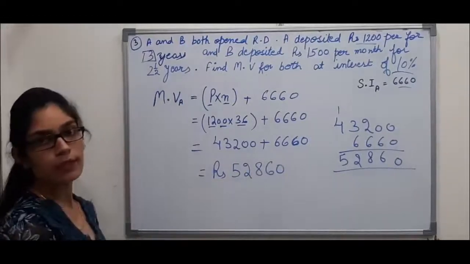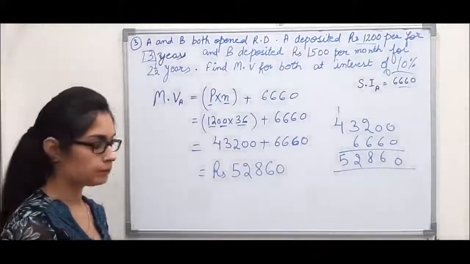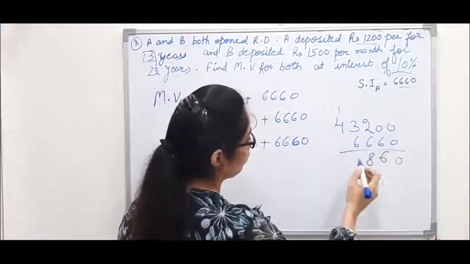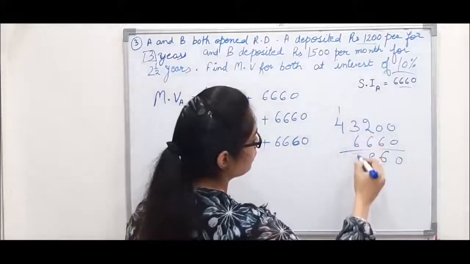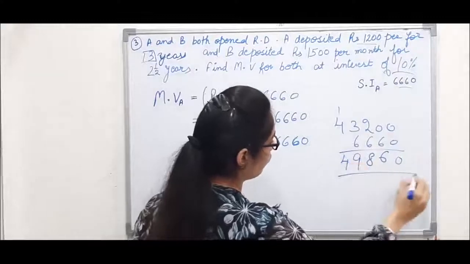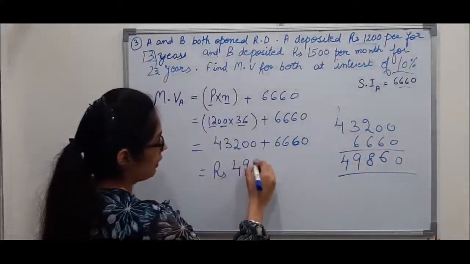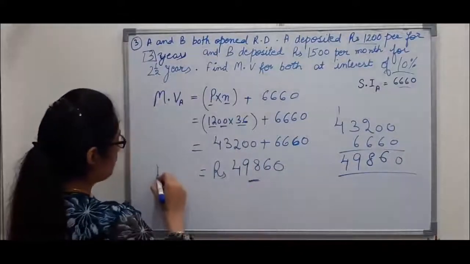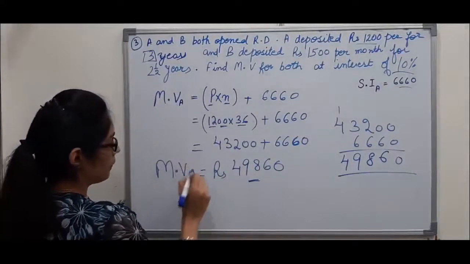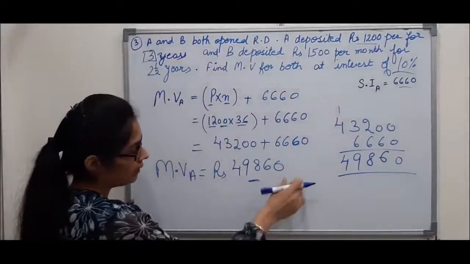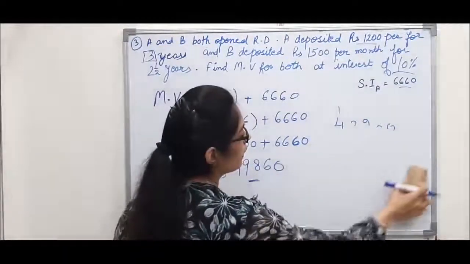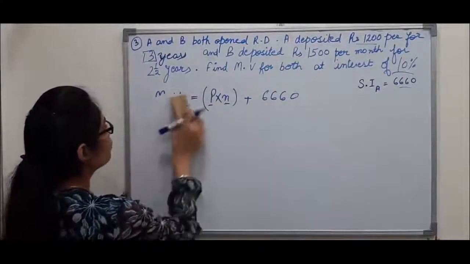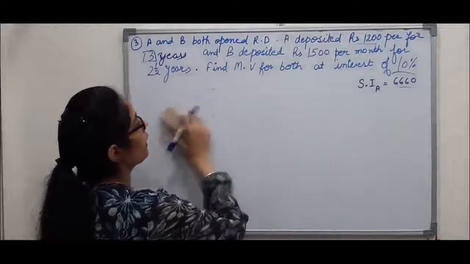Now let's calculate maturity value for B. So a little calculation mistake was there. In addition, 6 plus 3 is 9 and 49,860. So this is the maturity value of A, 49,860. Let's calculate the same for B so that we can compare the maturity values of A and B.